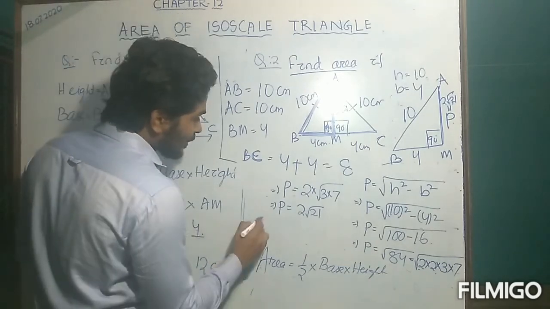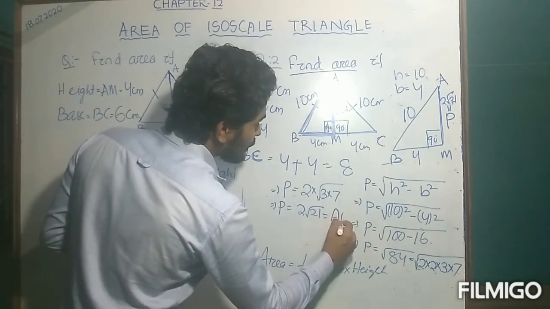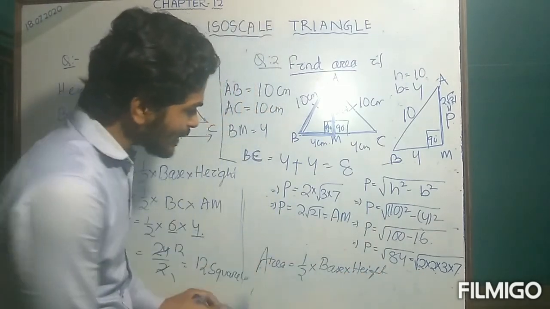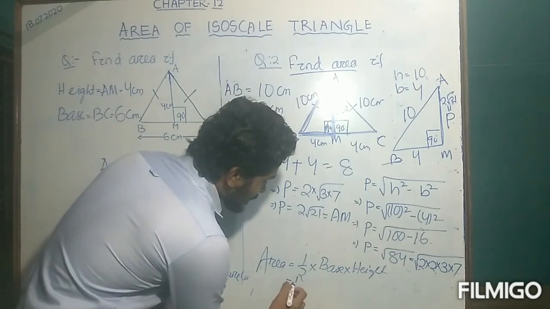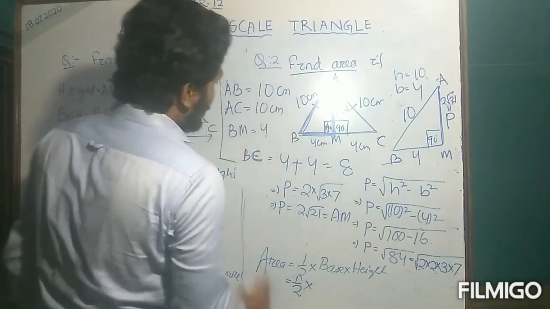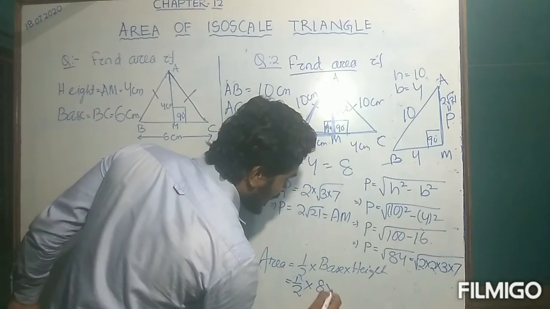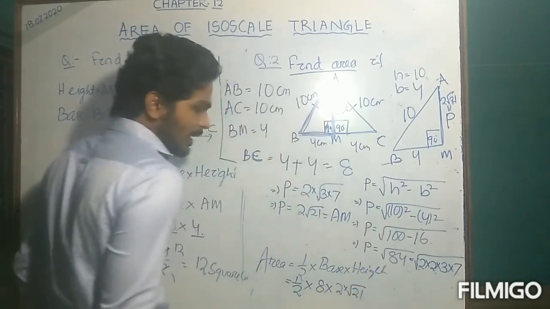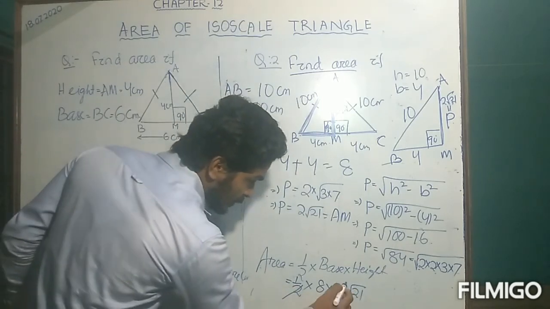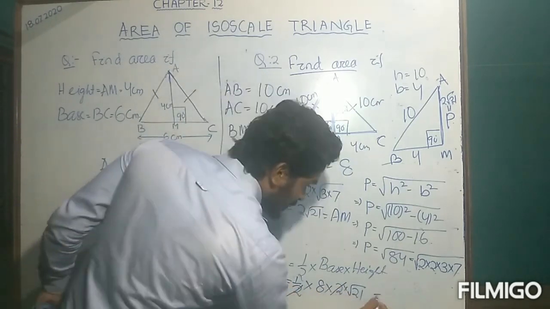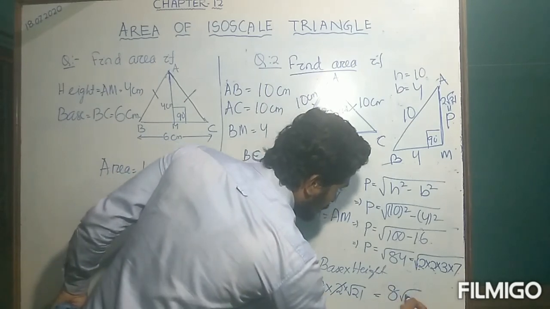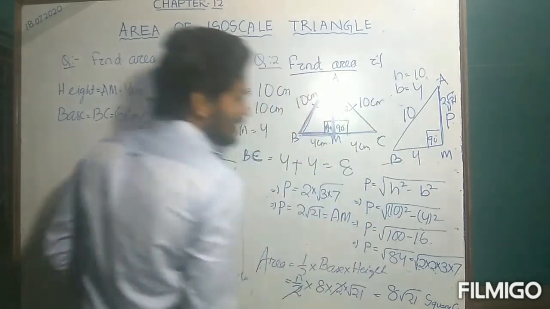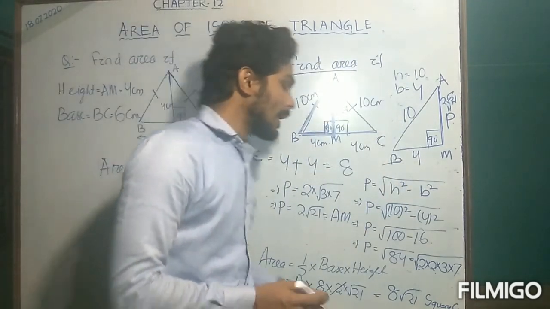Now height is given. What is that height? That is AM, 2 root 21. Now we will find the area. Area formula is half into base into height. So use this formula. This is half into base 8 into height 2 root 21. Clear? Now you can cancel the half. 2 cancels with 2, 1 with 1. So the remaining is 8 root 21 square centimeter. So this is the area of the triangle.